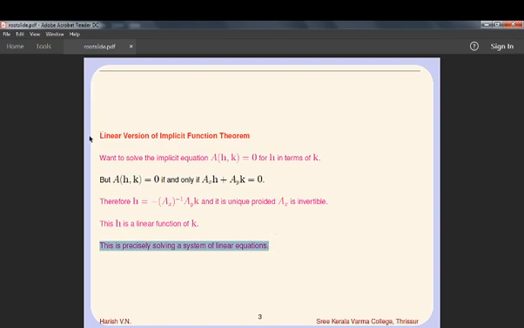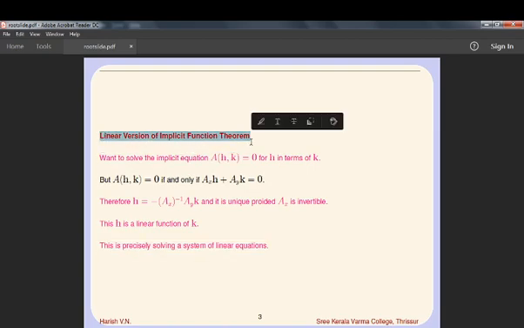So we have now proved the linear version of the implicit function theorem completely. This is done. Now we will go to the general setup.